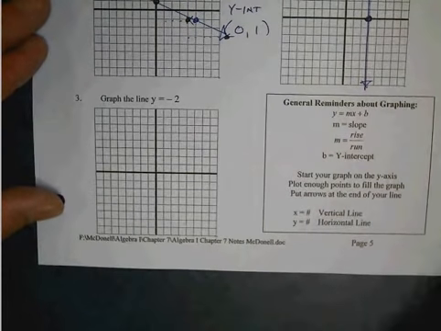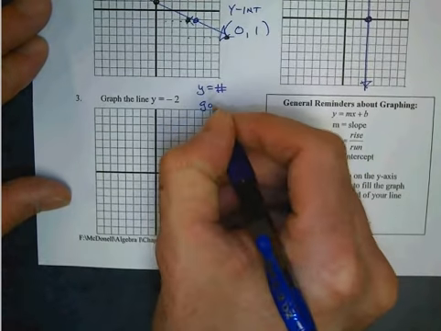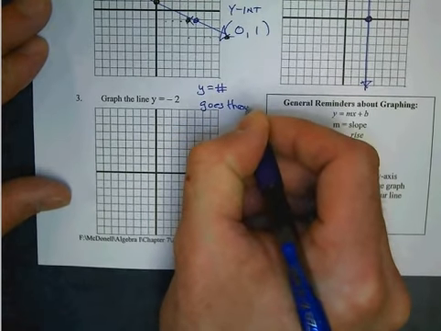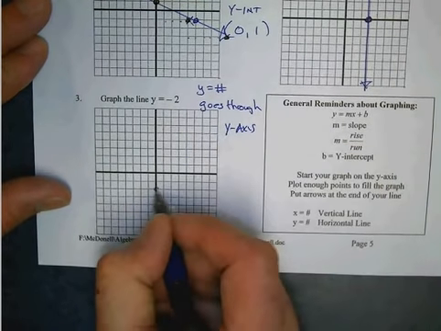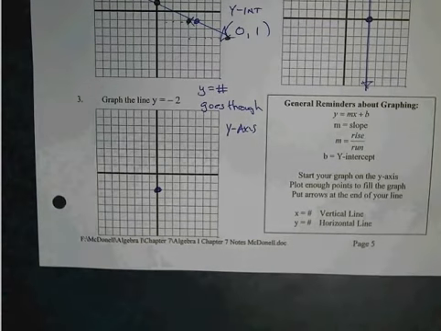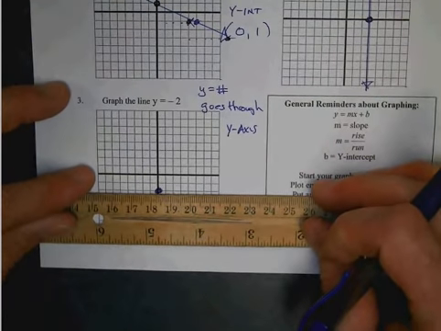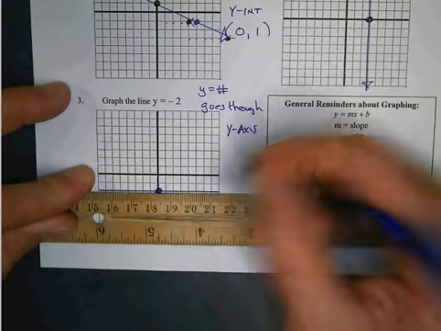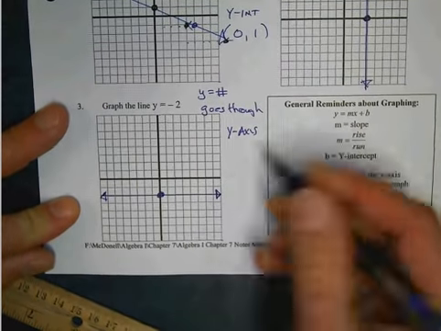Now let's slide down here to number 3. Y equals -2. Y equals a number. What am I going to put? Goes through what? Yeah, it goes through the y-axis. So go to y equals -2 and put a dot there. And now I have to go through the y-axis. So take your line and draw it horizontally through the y-axis.